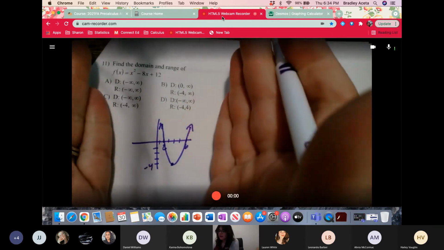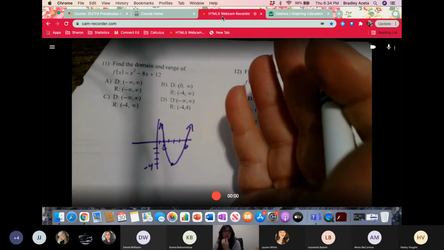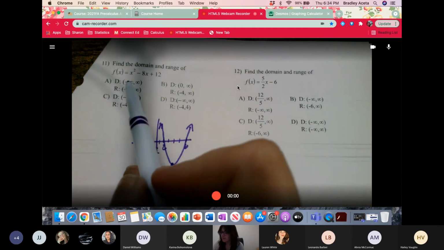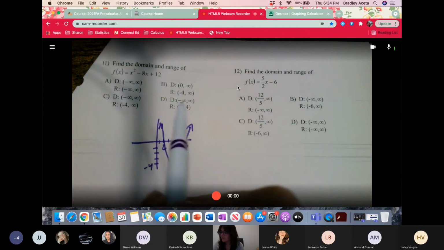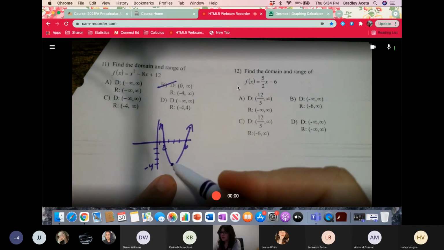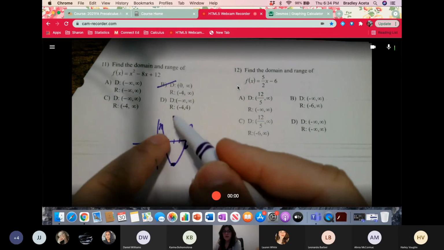So how wide is this thing getting? In a parabola, the domain of a parabola will always be all reals. It's going to get really, really wide the whole time. So I know my choice is going to be the ones that have from -infinity to infinity. Not that one. The range, how tall is this thing getting? Well, its lowest value is -4, and then it just keeps going up.